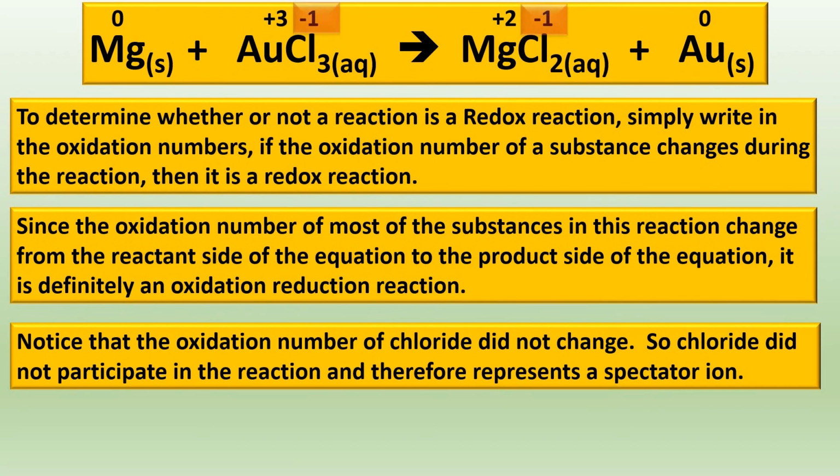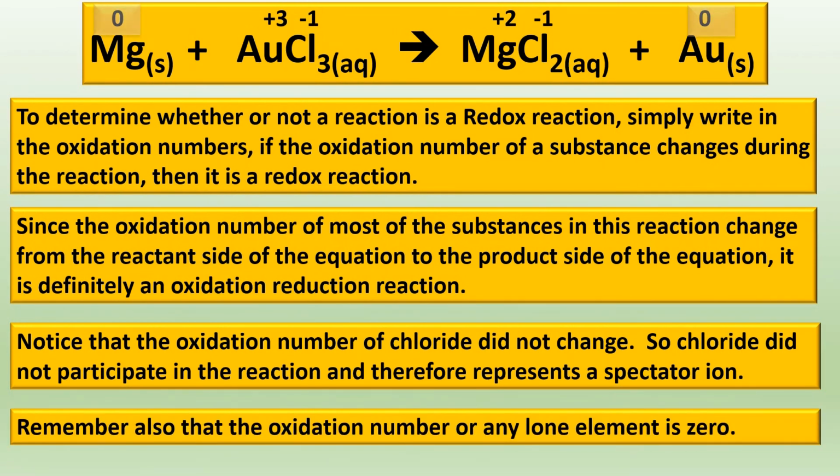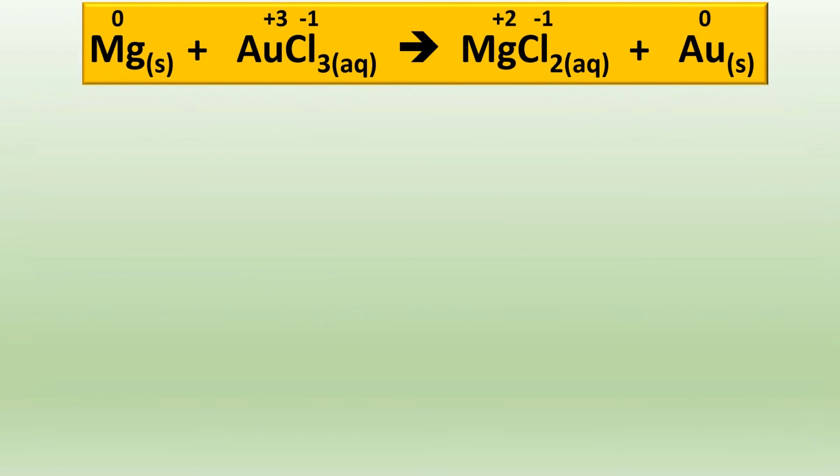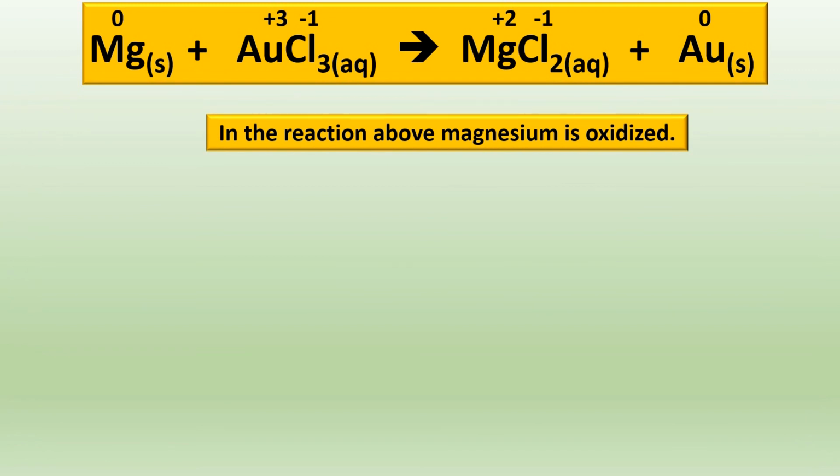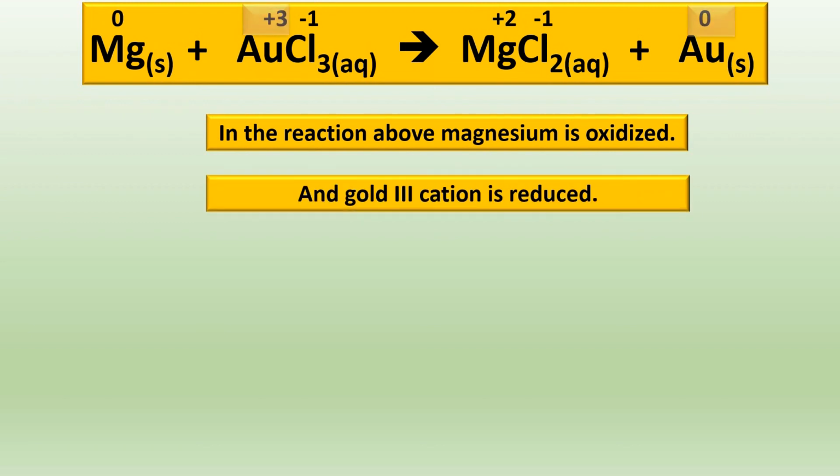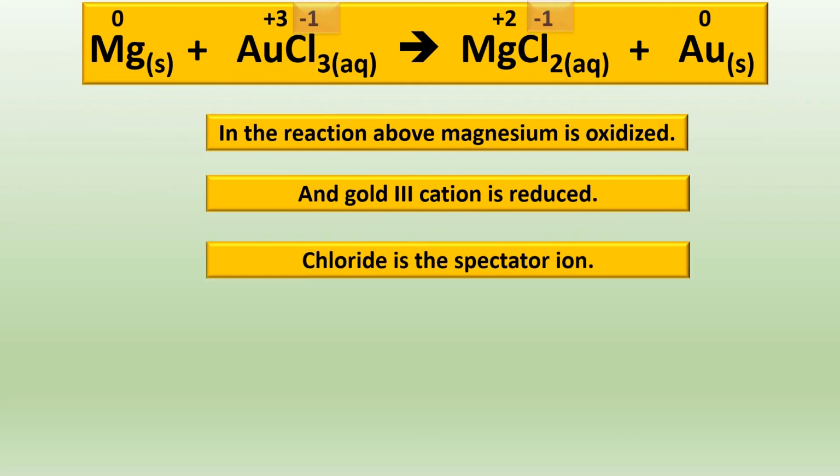Notice that the oxidation number of chloride did not change, so chloride did not participate in the reaction and therefore represents a spectator ion. Remember also that the oxidation number of any lone element is zero. In the reaction above, magnesium is being oxidized, and gold 3 cation is being reduced. Chloride is a spectator ion, which does not participate in the reaction.